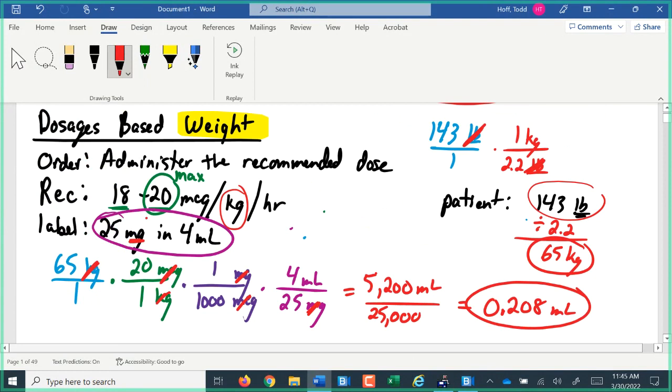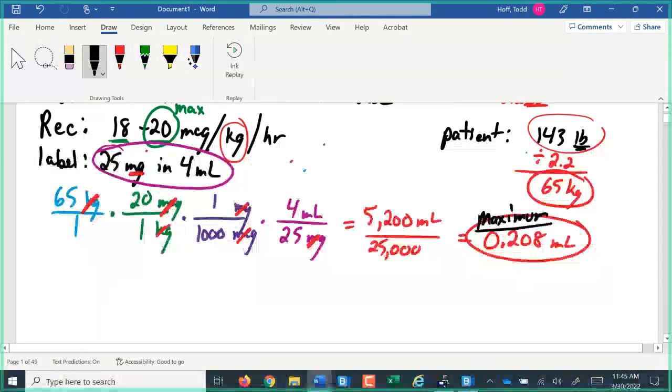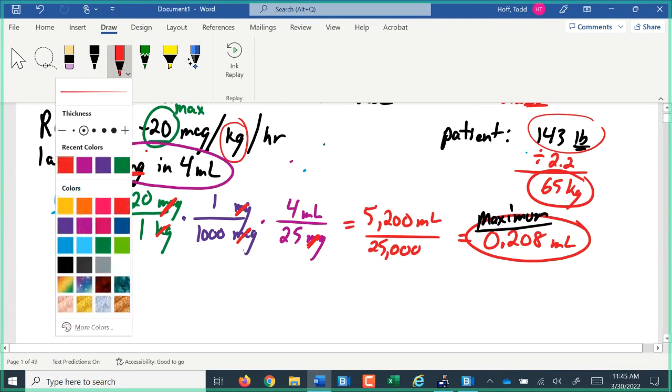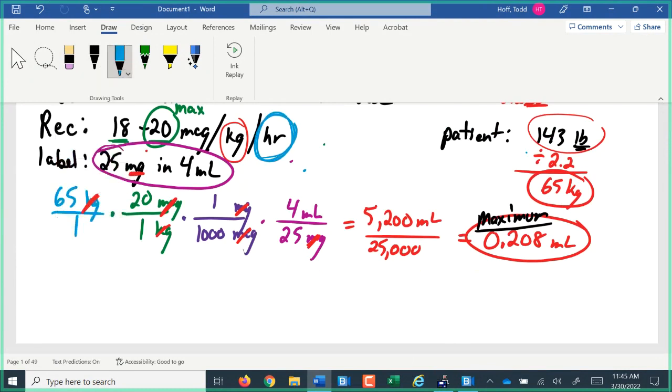Now remember, this is the maximum dose. So we would like to know the minimum dose. To do that, we're going to use titration. Now the other thing you'll notice is we have ignored this time frame, the hour. We're going to get back to that when we're done.